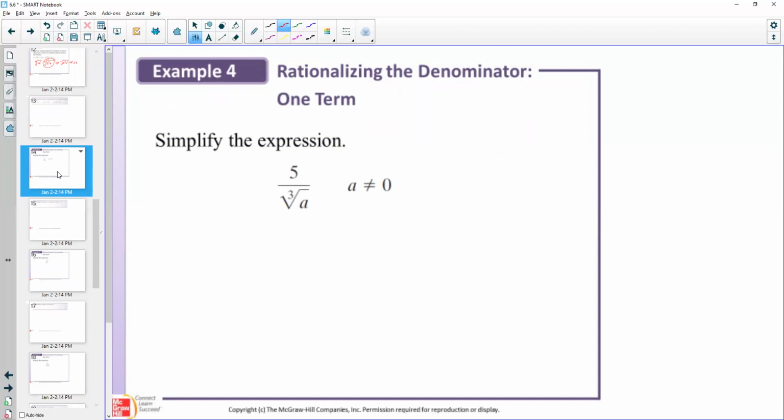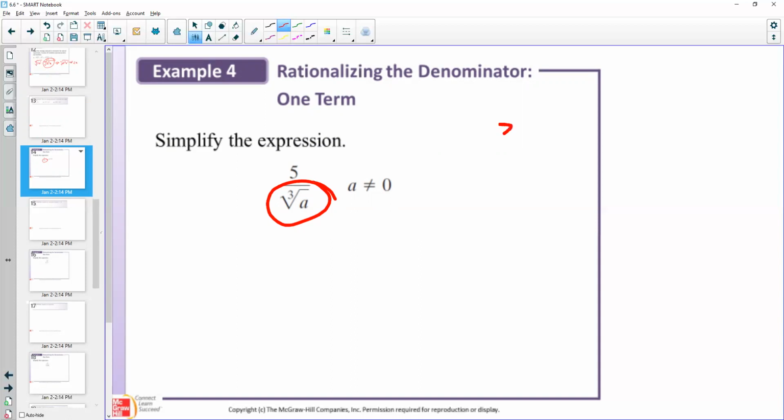Now, here's the issue. The goal in rationalization is that I need to turn what's here into something that doesn't have a radical. We can't have a radical in the denominator of a fraction and have it be simplified. That's not one of the rules. So I have to get rid of that radical somehow.